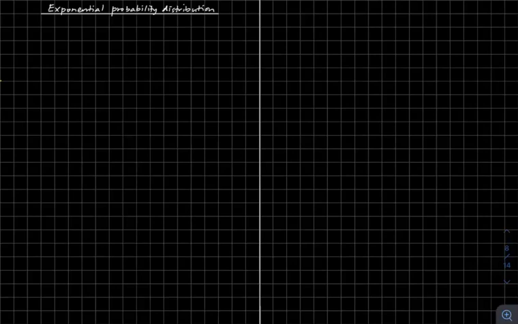In this video we're going to consider a particular type of probability distribution called an exponential probability distribution. You're somewhat familiar with the idea of probability distributions. Probably the one we're most familiar with is the normal distribution, the bell curve, where things are distributed fairly evenly about the mean on either side.